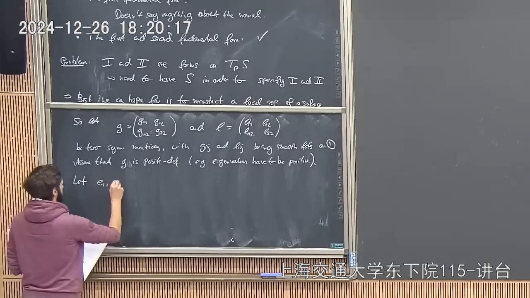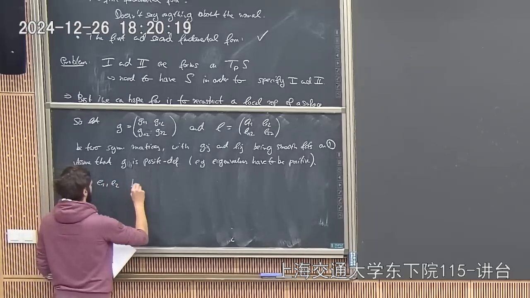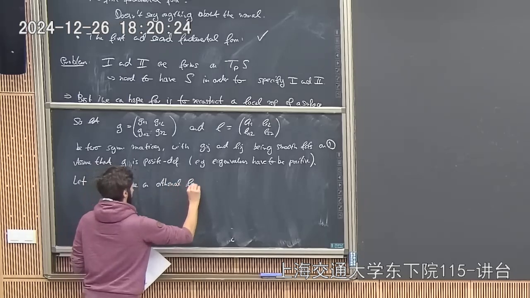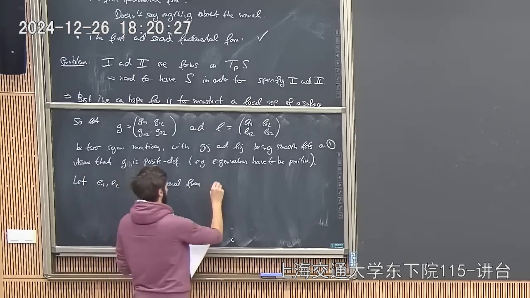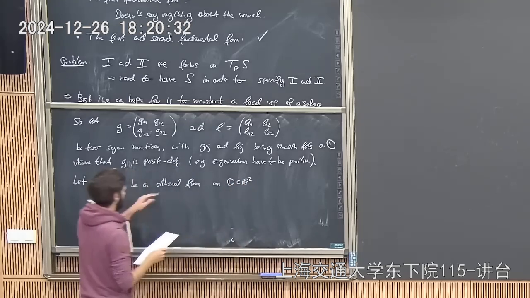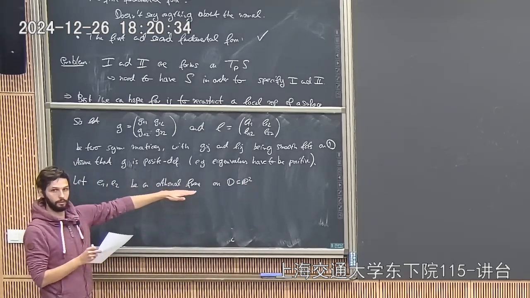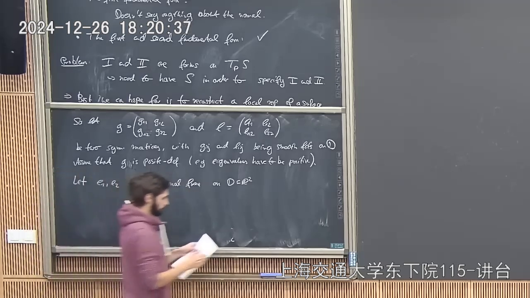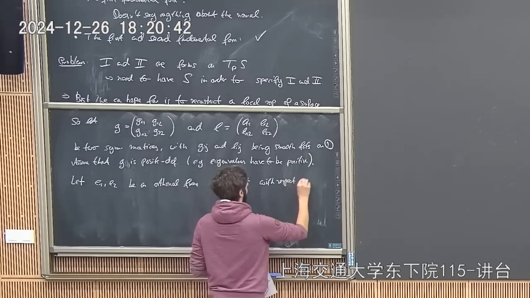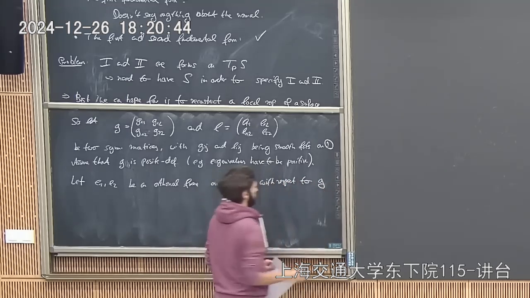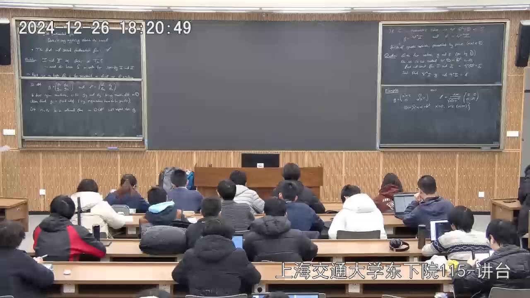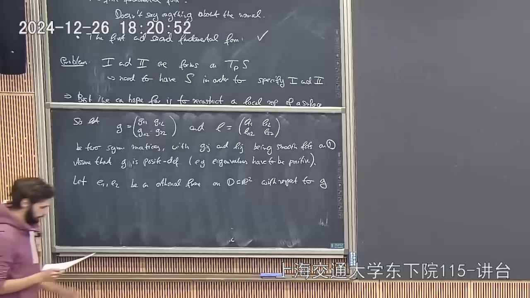So what we do is let E1 and E2 be an orthonormal frame of R2 on D of R2. And orthonormal means not with respect to the standard Euclidean product, but with respect to G. So we take the inner product, or the matrix we multiply on both sides, with respect to G.